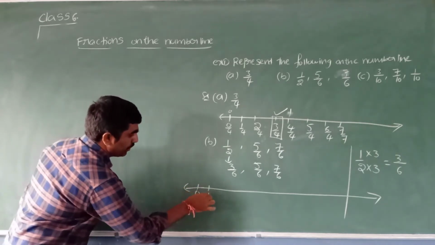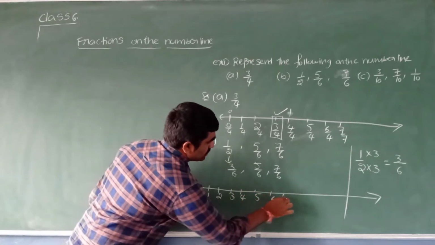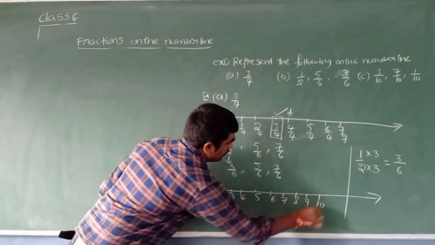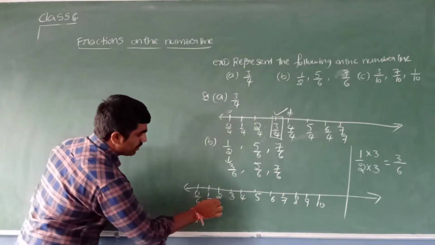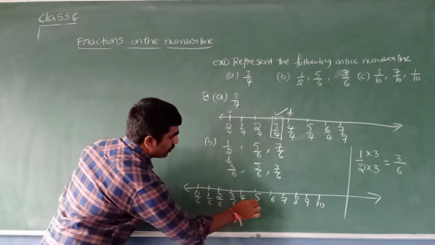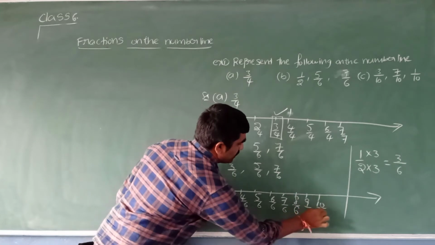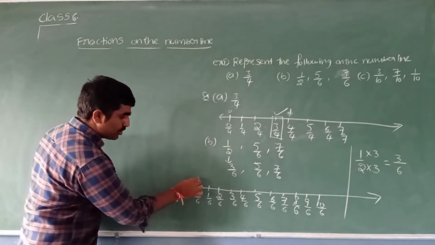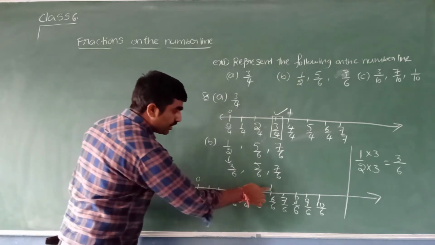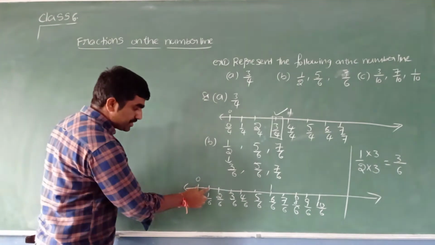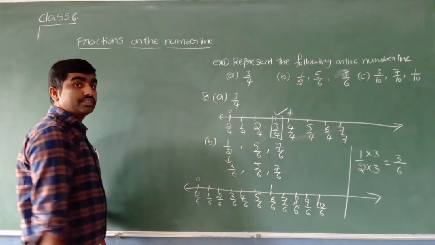So 0, 1, 2, 3, 4, 5, 6, 7, 8, 9, 10. As the denominator is 6, we'll take 6 here. Each one we will divide by 6: 3 by 6, 4 by 6, 5 by 6, 6 by 6, 7 by 6, 8 by 6, 9 by 6, 10 by 6. 0 by 6 means how much? 0. 6 by 6, 6 ones are 6, we can see 1. So 0 to 1 we divide into how many parts? Each part is divided, see 1, 2, 3, 4, 5, 6. We divide it into 6 parts.